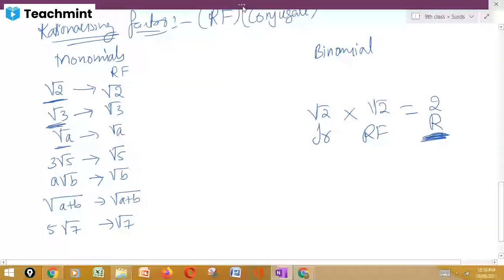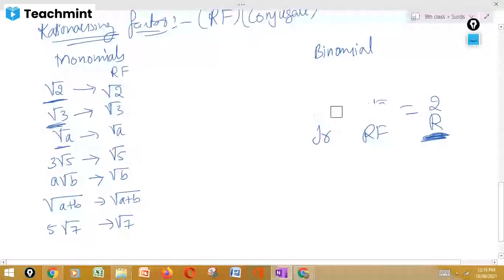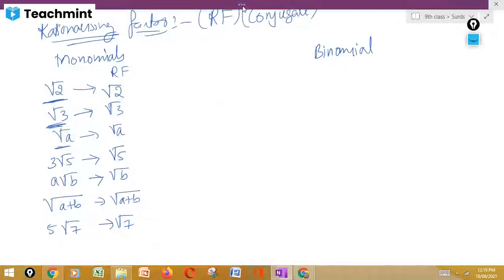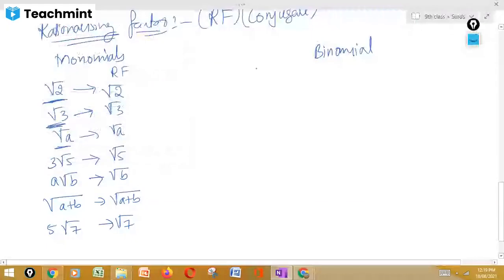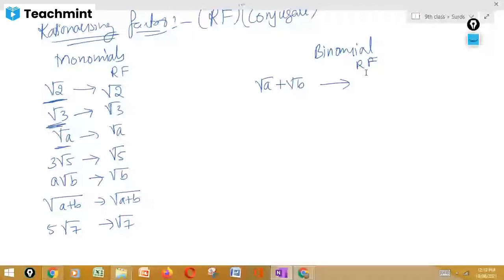Now let us see the different part that is related to the binomial. In binomial, it is a little different. A binomial has two terms. Suppose it is root of A plus root of B, and I need to find its RF. Listen to me carefully. When we are writing the RF for a binomial, one simple rule has to be applied. You need to change the sign. If you change the sign of the operation in the middle, you will get the RF.